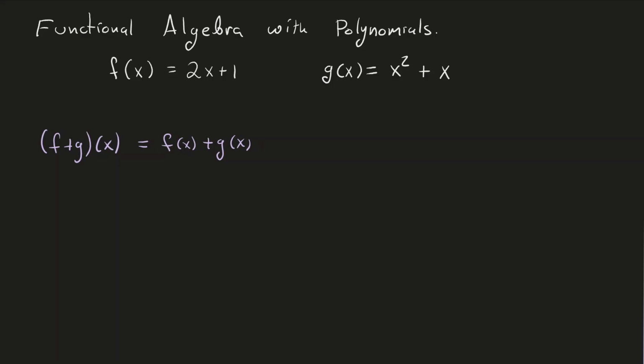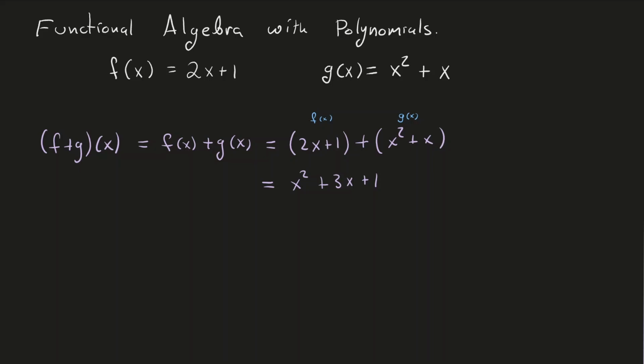So in this case here, this is equal to, and I always like to put this in parentheses, (2x + 1) plus (x squared + x). So we're adding the two values together, f plus g of x. So the first one here is our f of x, and the second one here is our g of x. And we're adding them together. And now this turns into polynomial algebra, which is quite nice. So this is equal to x squared + 3x + 1.